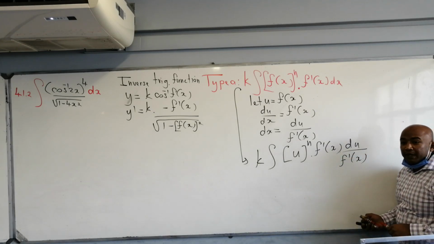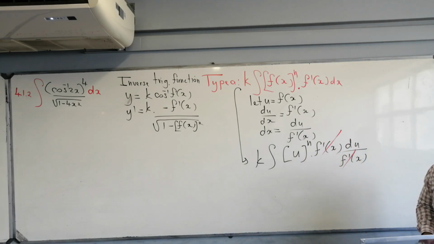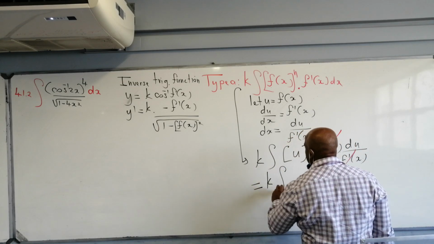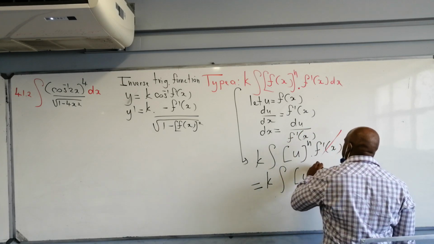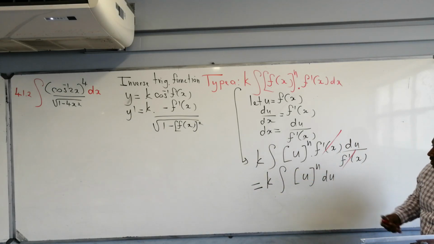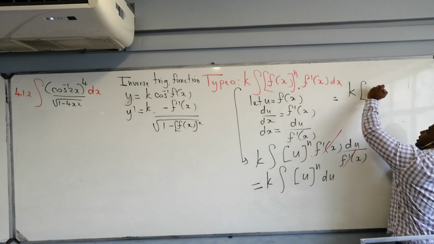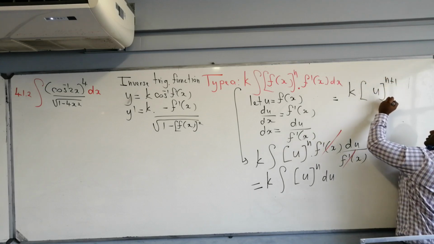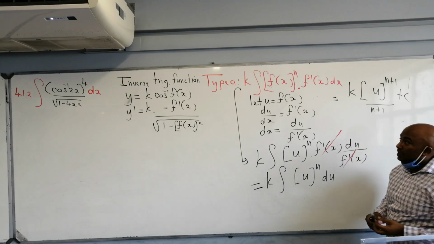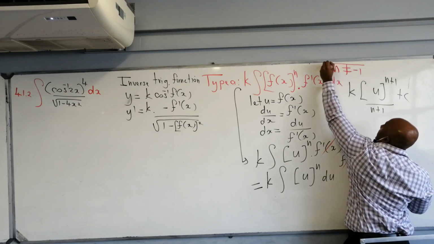So what happens? Whether it's type A, B, C, D, the derivative will always cancel, just like the previous one. So what will happen now? You end up with k, and then you have u to the power n du. And now all I will do is integrate with respect to u. So that's going to be u to the power n plus 1 all over n plus 1 plus c. Now this only works when n must not equal negative 1.